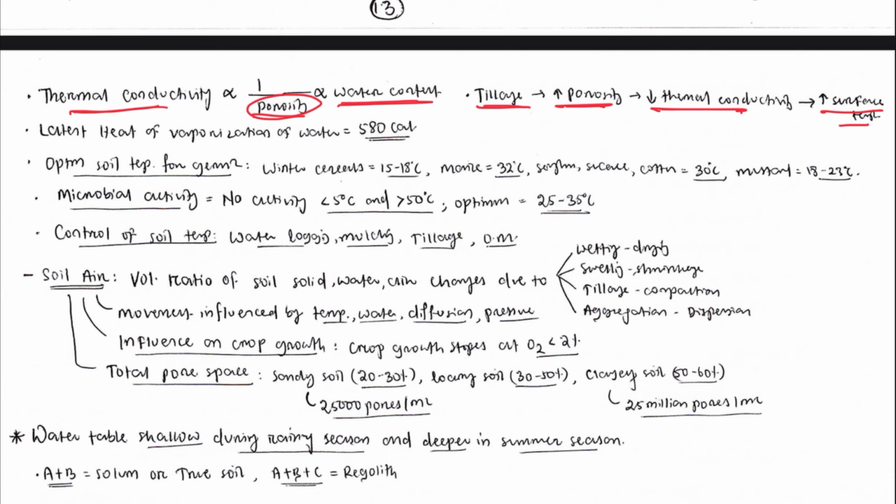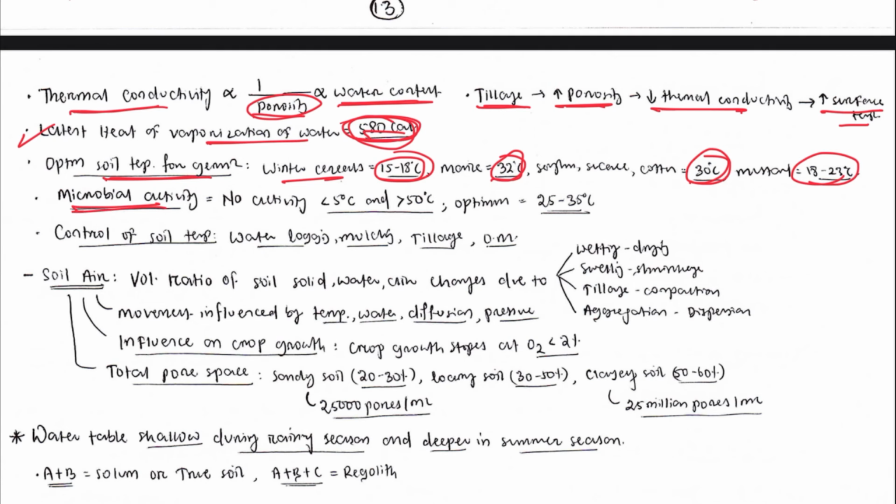The latent heat of vaporization of water is 580 calorie. The optimum soil temperature for germination of winter cereal is 15 to 18 degrees Celsius. For maize it is 32 degrees Celsius. For sorghum, sugarcane, and cotton it is 30 degrees Celsius, and for mustard 18 to 23 degrees Celsius.